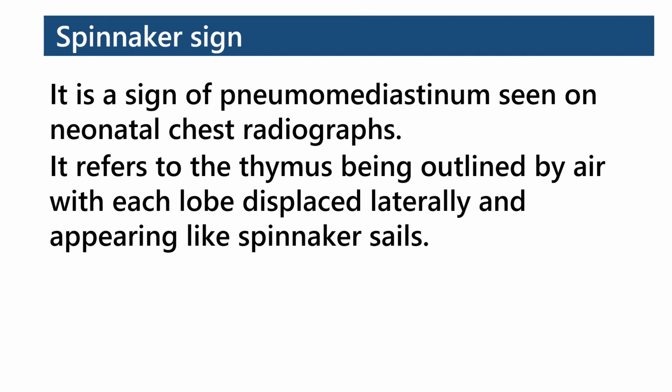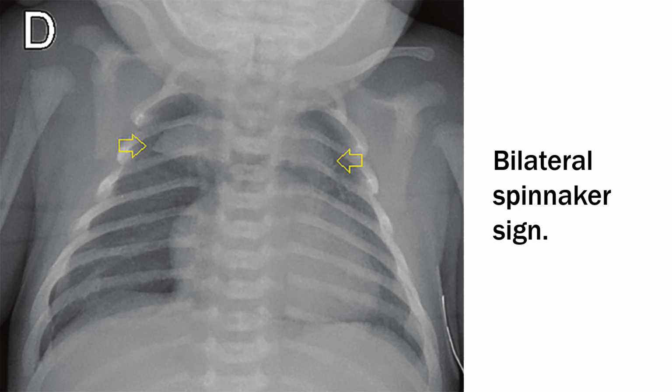Spinnaker sign is a sign of pneumomediastinum seen on neonatal chest radiographs. It refers to the thymus being outlined by air with each lobe displaced laterally and appearing like spinnaker sails. In this X-ray, you can see bilateral spinnaker sign.